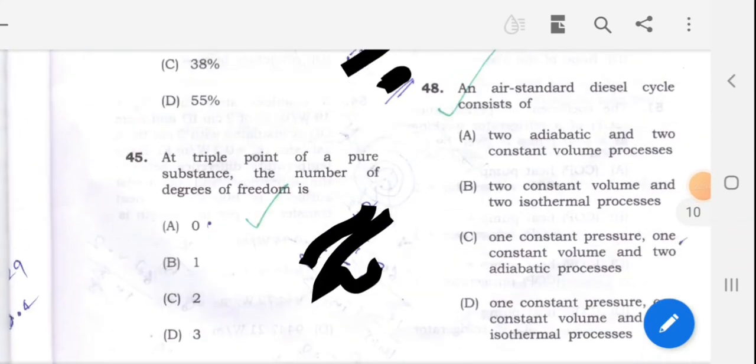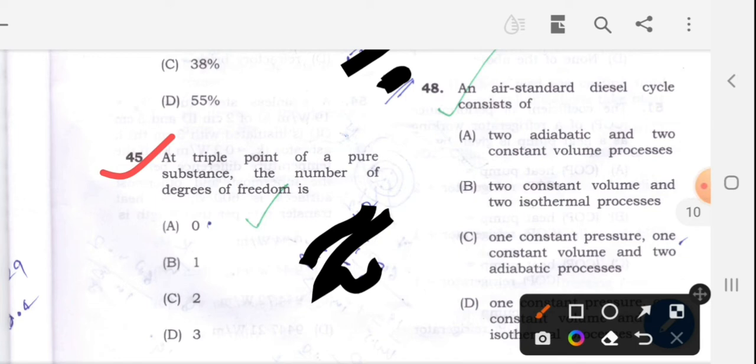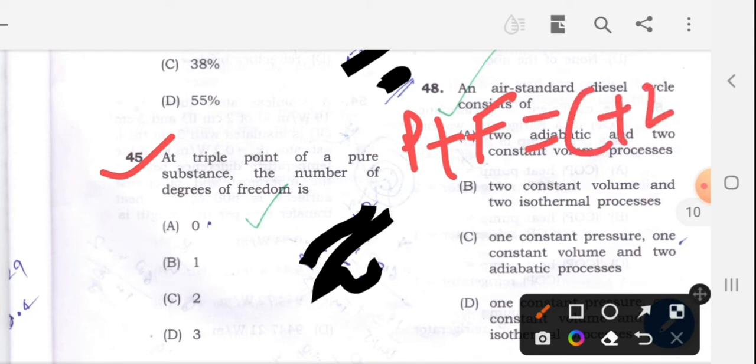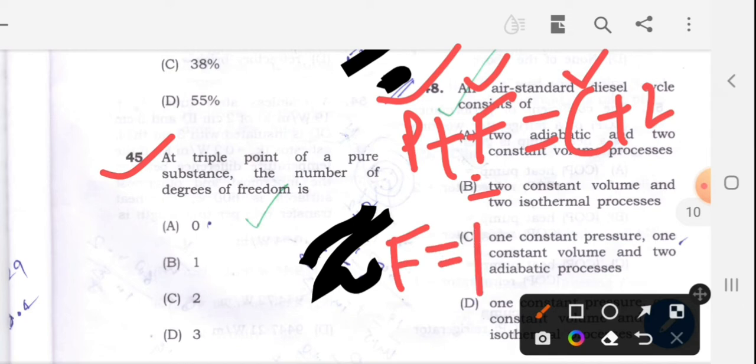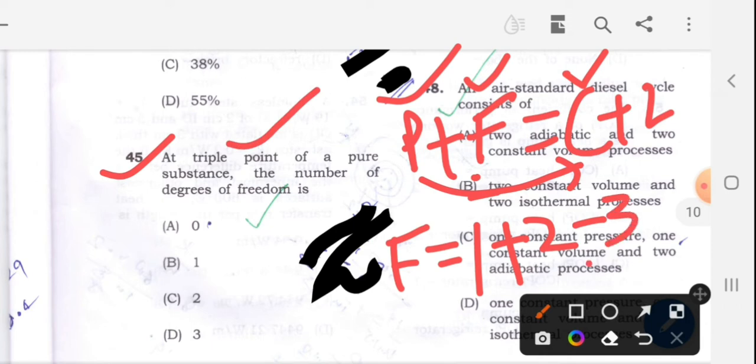Question number 45. At the triple point of a pure substance, the number of degrees of freedom is... To solve that particular question we have to know Gibbs phase rule. According to Gibbs phase rule, P plus F equals C plus 2, where P is the number of phases, F is the degree of freedom, and C is the number of components. Here we have to calculate F. C, the number of components, is 1, so 1 plus 2. If P comes to that side, it is minus P. At the triple point the number of phases is 3. So the ultimate answer will be 3 minus 3, which is 0. So option A for question 45 is the correct answer.